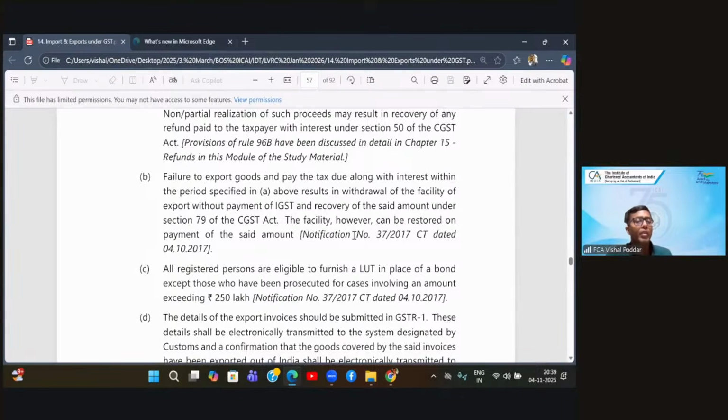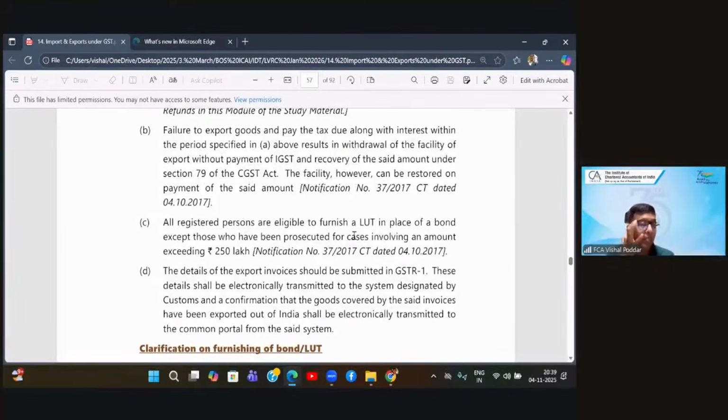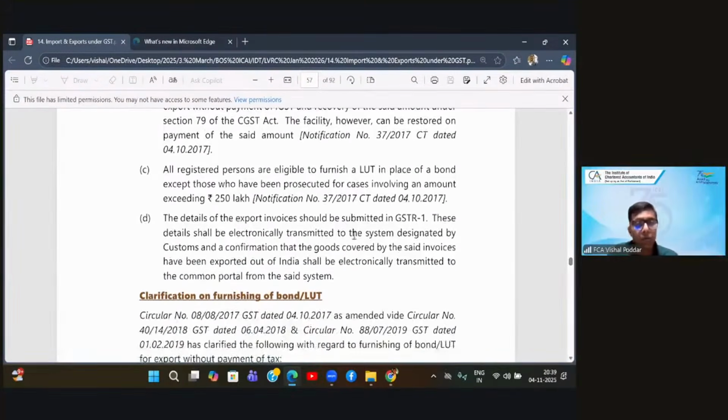So simply, if you have not exported the goods, so originally you prepared invoice of export, the goods maybe were moved from your factory or your premises to the port, but for some reason they are not eventually exported at all. So by default, there will be liability and your facility of export without payment will be withdrawn. However, once you make the payment, the facility would be restored.